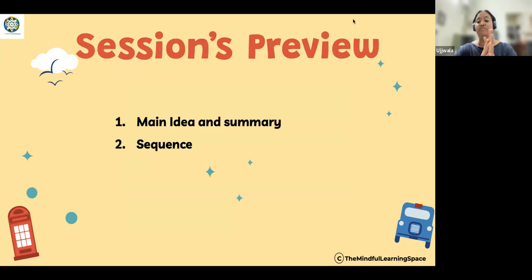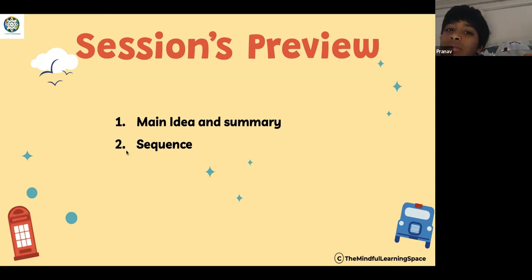So today's session we will learn about main idea and summary of any story and the sequence of a story. Okay? Do you have any idea about this? Yes. What is the sequence of the story and how to write a summary? Yeah, I think I took a course on Khan Academy on this. Oh, that's nice. Mukul, Pranav, do you have any idea? No. Okay, no issues. We will learn.